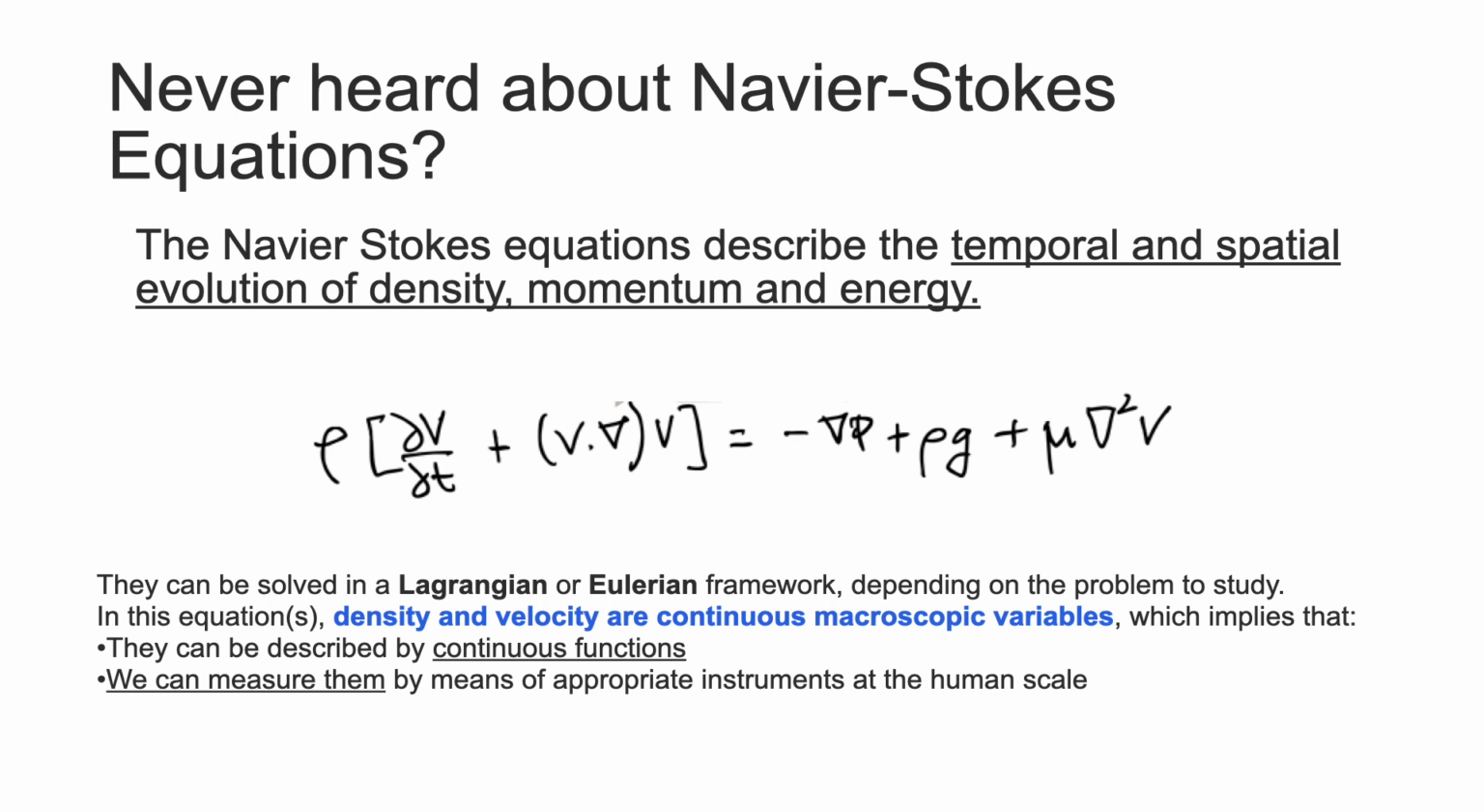And in those equations, density and velocity are continuous macroscopic variables, and this implies that they can be described with continuous functions, and also that we can measure them with the appropriate instruments at the human scale. So this is what the Navier-Stokes equations are.